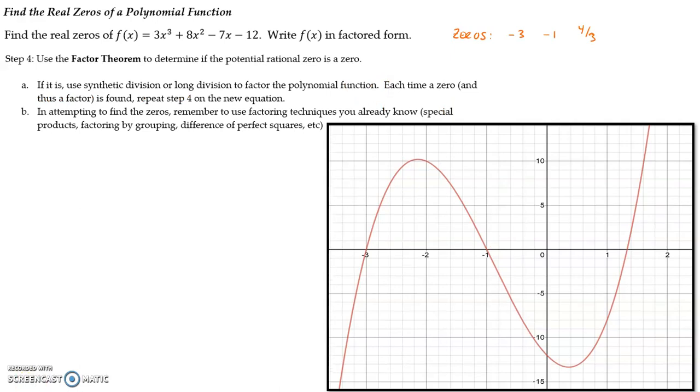Once we've identified our zeros off of our graph, we're going to run each of those zeros through synthetic division so that we can prove it really is a 0. We're going to be looking for a remainder of 0 each time we do the synthetic division. And it doesn't matter which 0 you start with. I'm going to start with the -1. Let's set up our synthetic division here. We want our coefficients of 3, 8, -7, and -12.